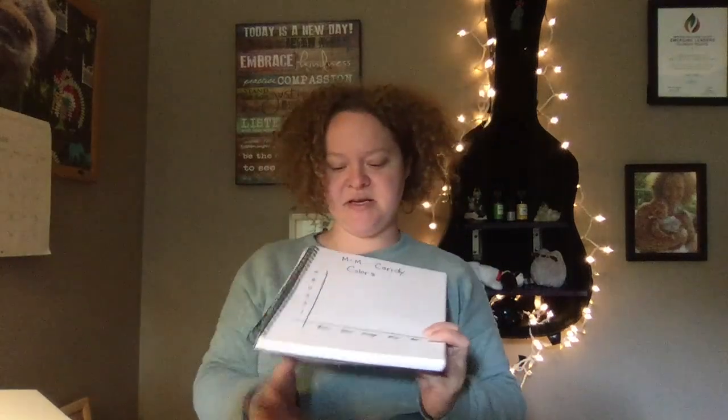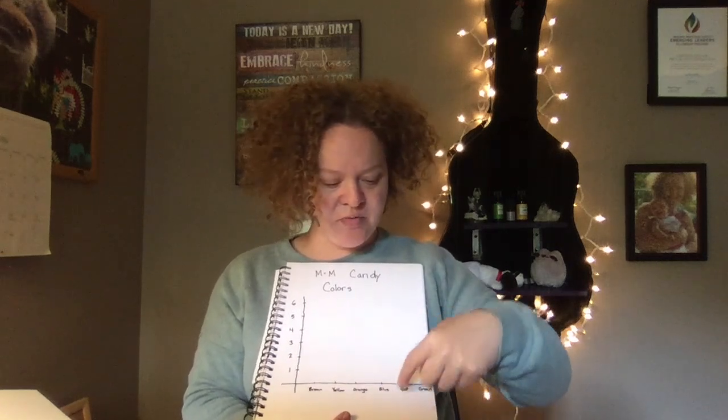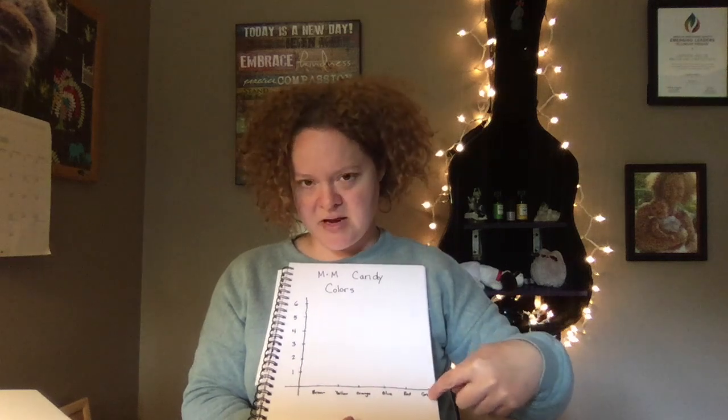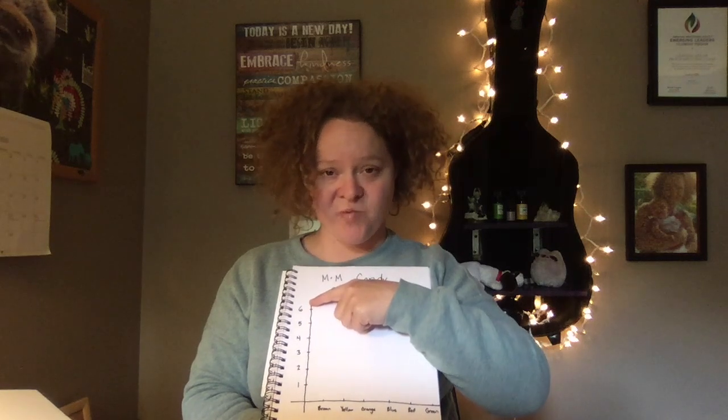Then down here, the different colors of M&Ms that I could have picked, I put down here. So brown, yellow, orange, blue, red, and green. And then here, I have the numbers of how many I could have picked. So now I'm ready to fill in my bar graph with the data that I collected earlier.